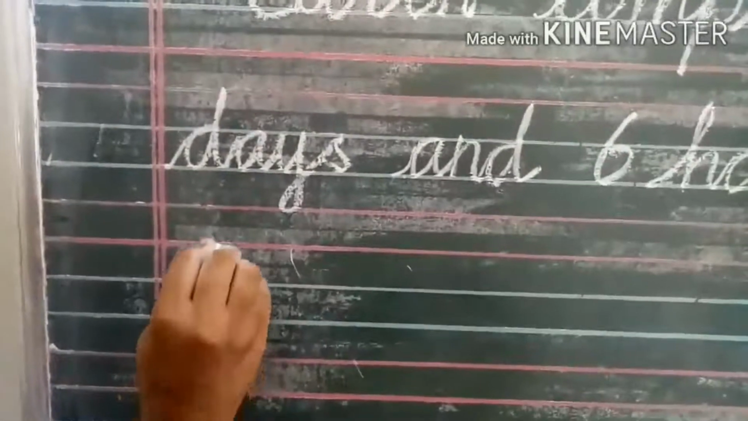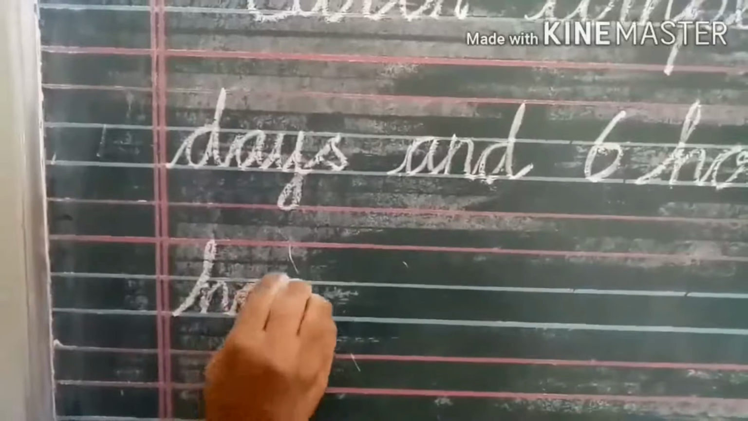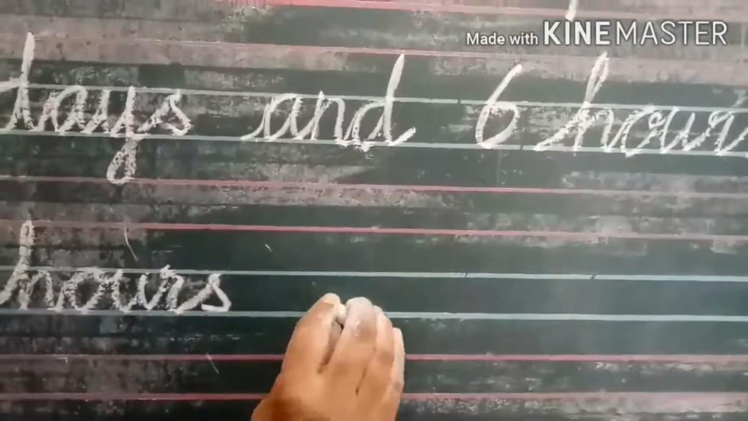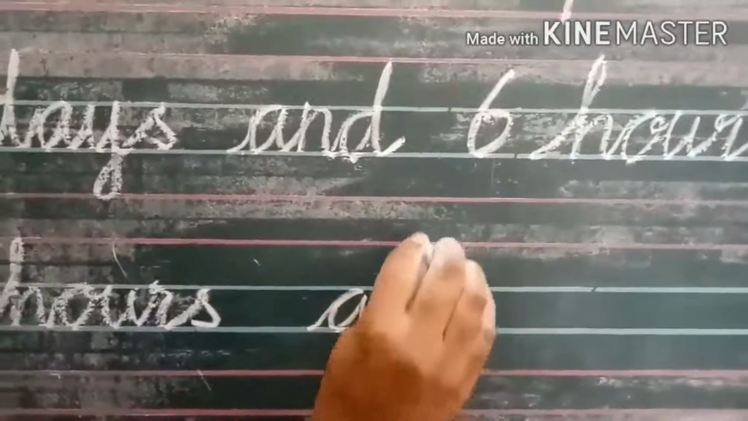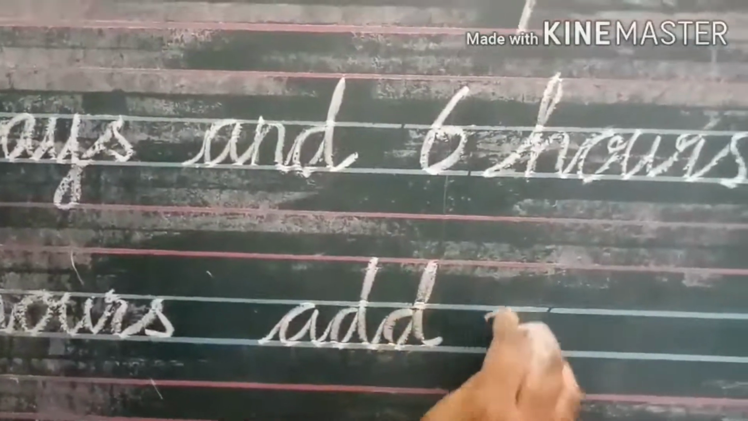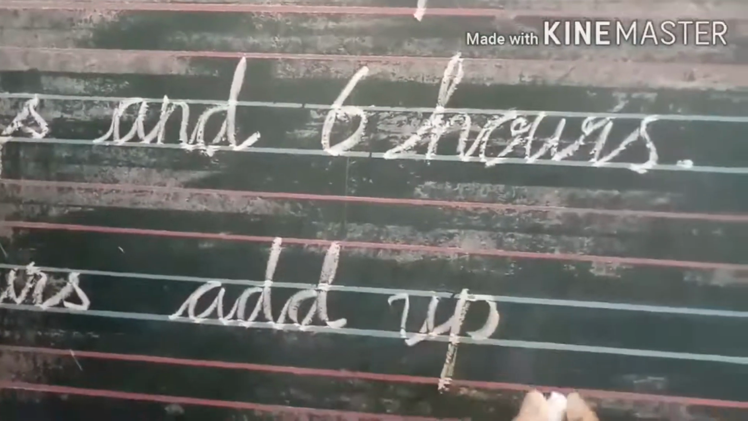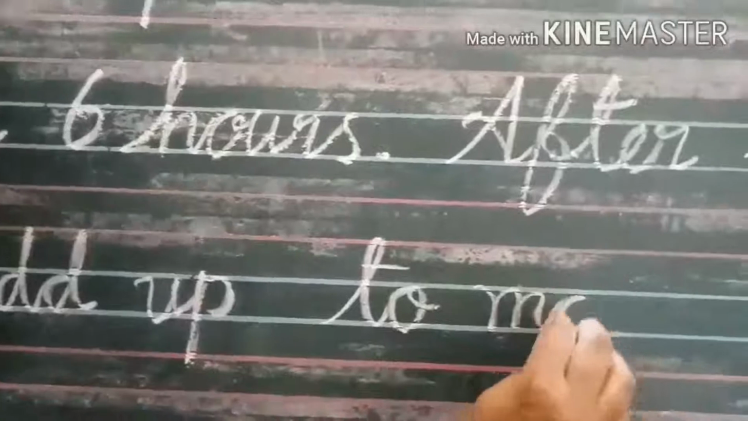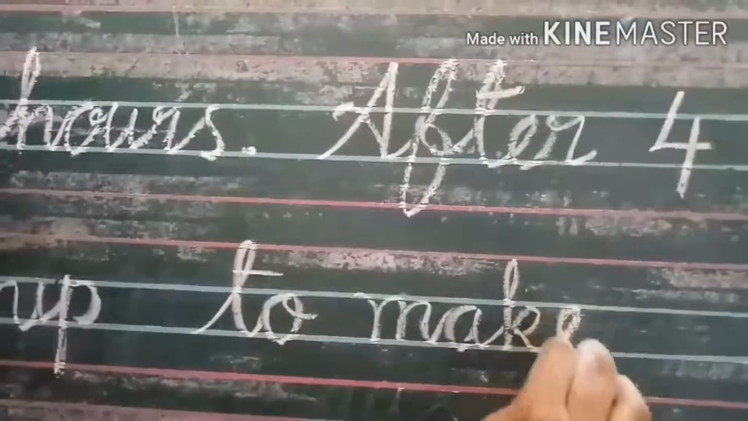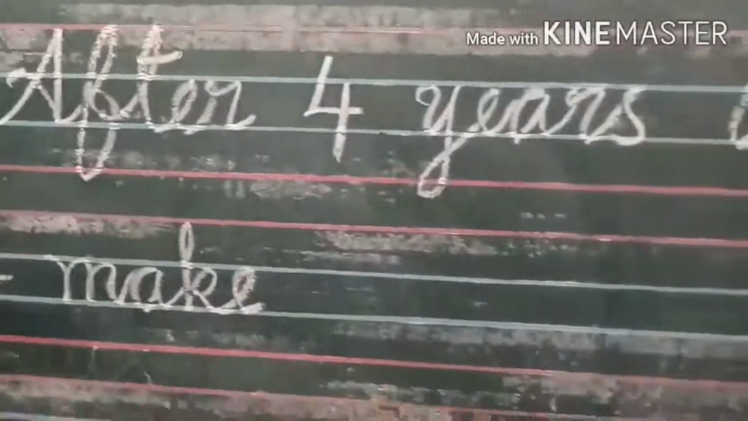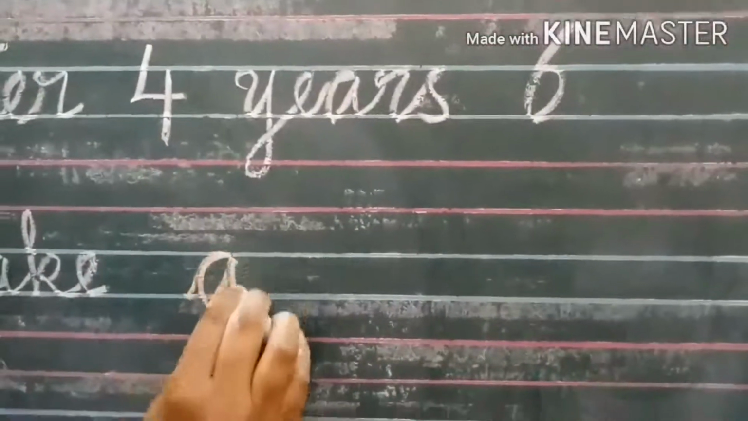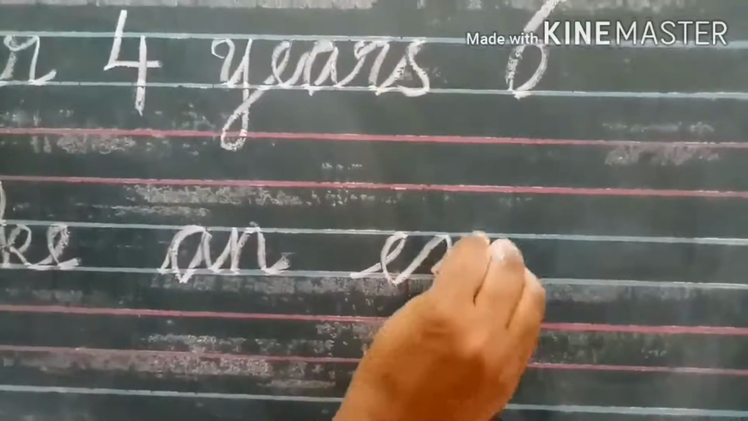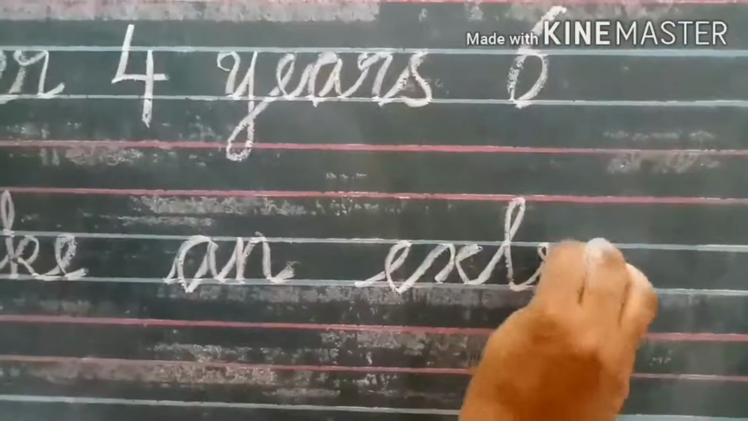F-A-L-S-E, false. Third one is, the earth takes 24 hours to complete one revolution. Is it true, children? No. Listen to the question carefully, children. Revolution means earth takes 365 days and 6 hours to complete one revolution. So the statement is false only. F-A-L-S-E, false. Right, children? Yes.